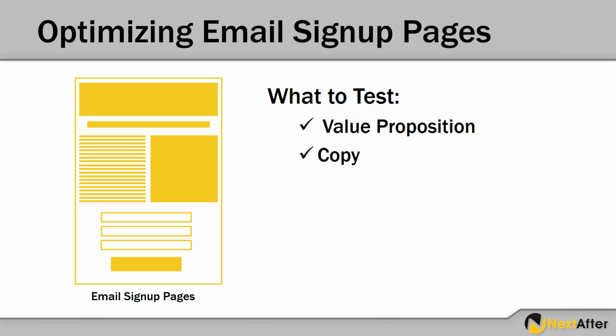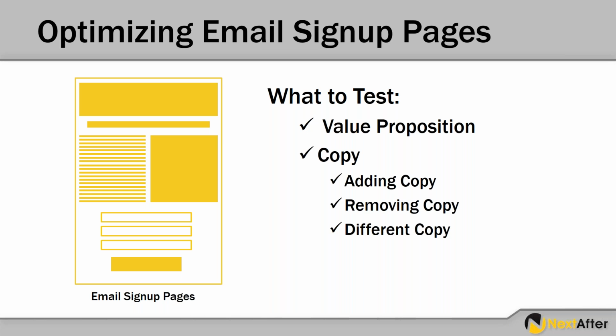One of the ways you can test that is by testing with copy. The words you put on the page have tremendous influence over your value proposition. So we'll look at some different ways where you can test adding copy to a page, removing copy, or even testing different copy on your pages to be able to not just get, hopefully, increases in performance, but also to learn something about your audience and visitors.